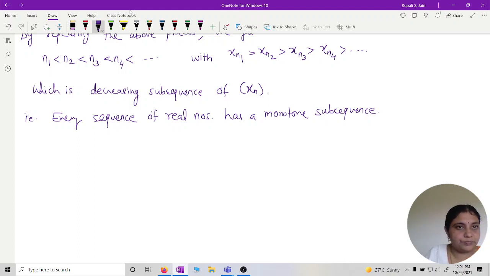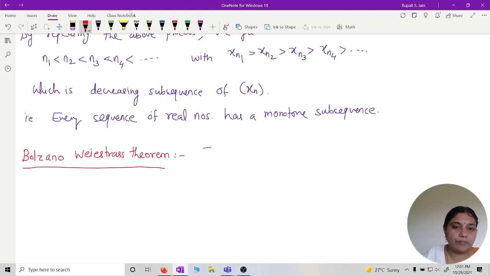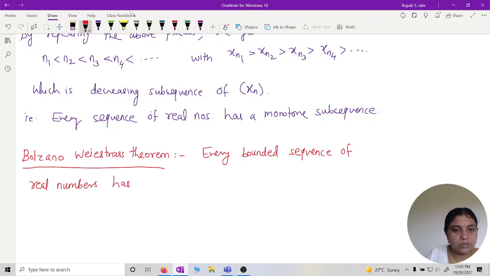Now we state the Bolzano-Weierstrass theorem. What this theorem says is that every bounded sequence of real numbers has a convergent subsequence.